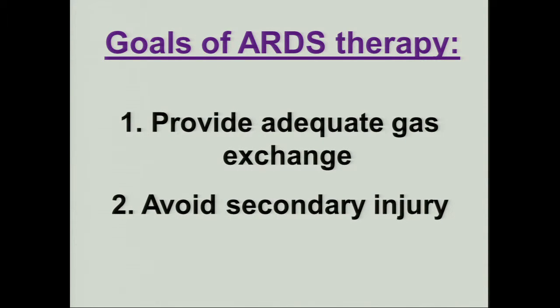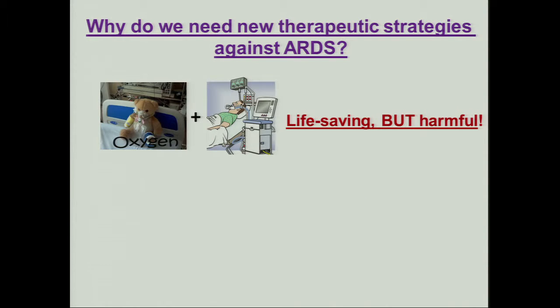So the goals of ARDS therapy are two. One is to provide adequate gas exchange. The second goal is to avoid secondary injury. The problem we face nowadays is that the two main strategies we employ to treat patients with ARDS are on one hand life-saving, but on the other hand, clearly harmful to the lungs. And that's a huge dilemma. And that is why we desperately need new therapeutic approaches against ARDS.